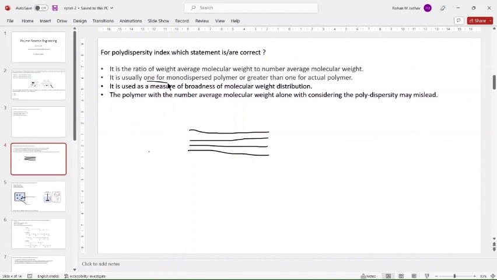But that is not the case for actual polymers, because actual polymers will be of varying lengths, and that itself will cause a great deal of variation in its polydispersity, because of which this statement is true.